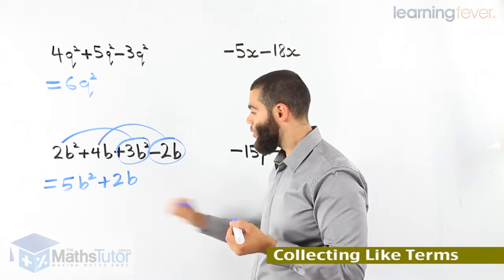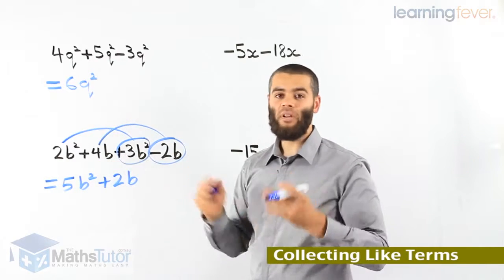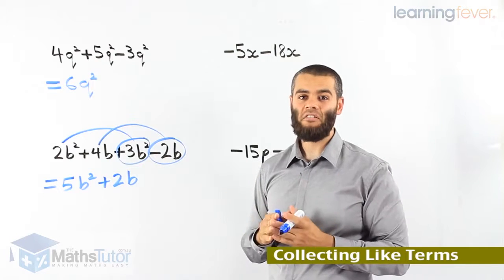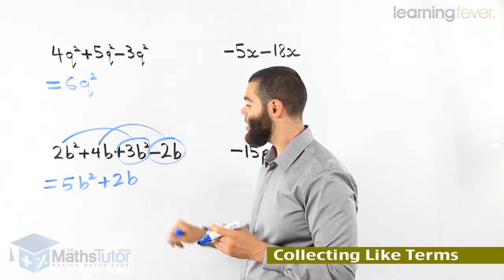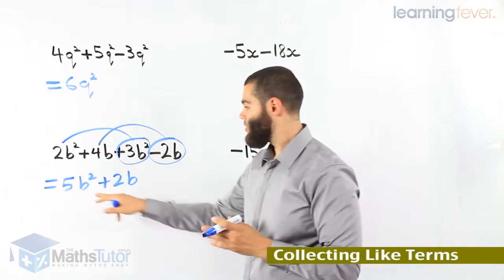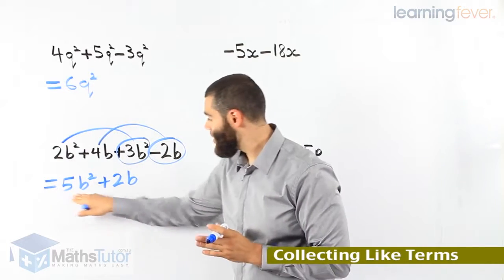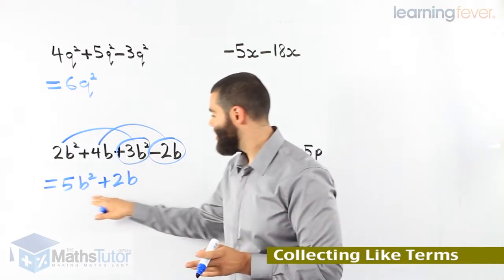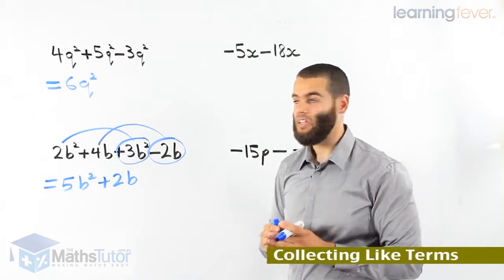Sometimes students think, okay, what sign do I put? Well, if you're doing 4b, you have 4 bananas. Take away 2 bananas. You're left with 2 bananas, 2b. So it's a positive 2b. So 5b squared plus 2b is our final answer. Can we go any further? No, we can't, because these are not like terms. This is our final solution.